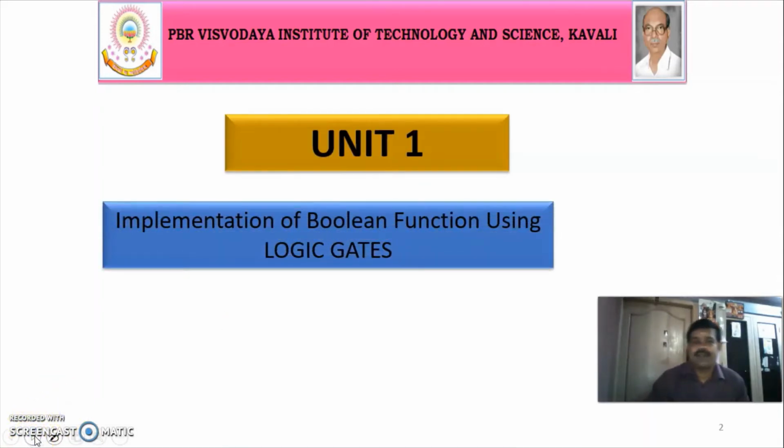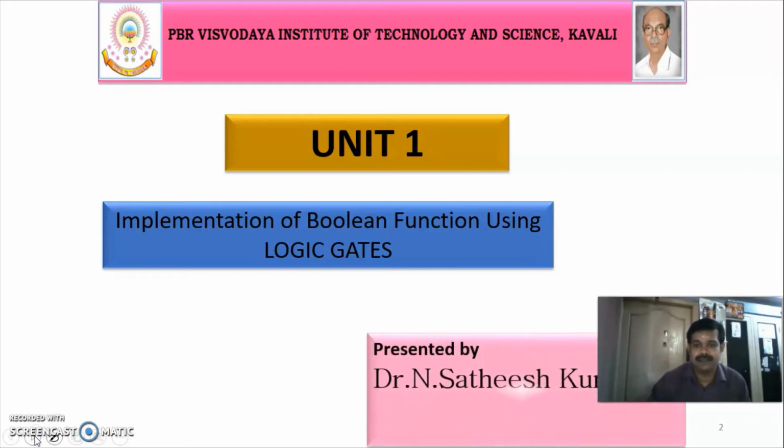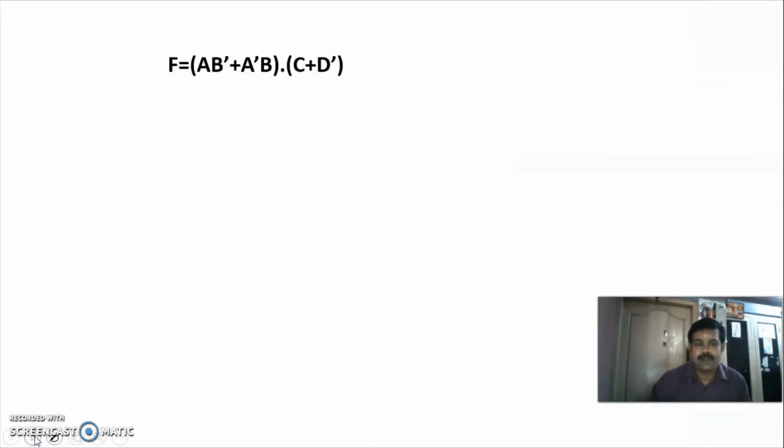So we are going to see the implementation of Boolean function using logic gates. So how to implement the Boolean functions using logic gates. Okay. So first we are taking an expression, Boolean function or expression. F is equal to A B bar plus A bar B into C plus D bar.